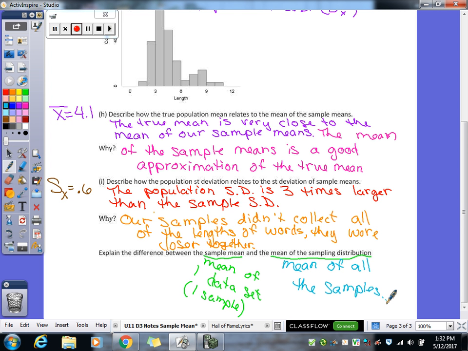So I find those two phrases have a tendency, people get a little confused, especially if you say the mean of the sampling means. That's the other way they'll say it. Instead of distribution, they'll say the mean of the sampling means. So what they're talking about is the mean of all of your samples that you took versus just one of the samples.